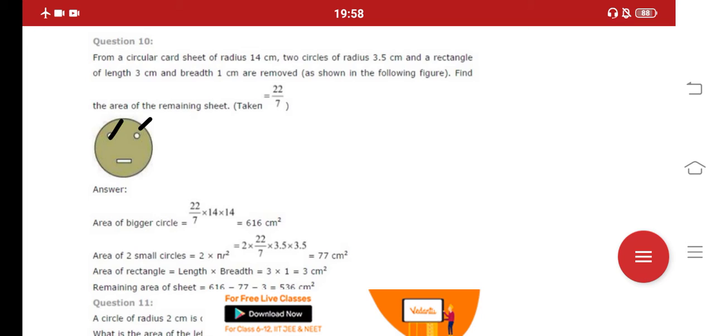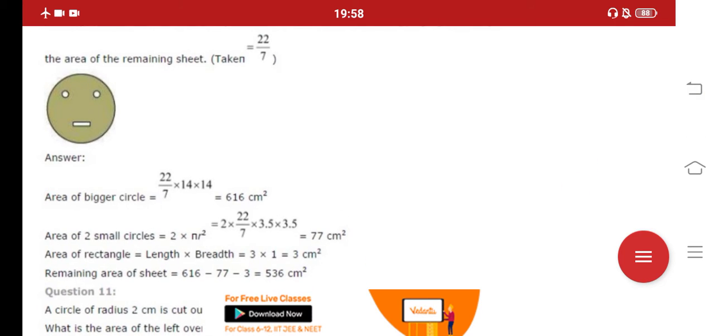See, there are two circles which are removed and one rectangle that is removed. So find the area which is remaining left. It means from a complete circle we have to remove these two circle areas and this one rectangle area. So what will we do? First we will take out the area of the bigger circle, so that is pi r square.